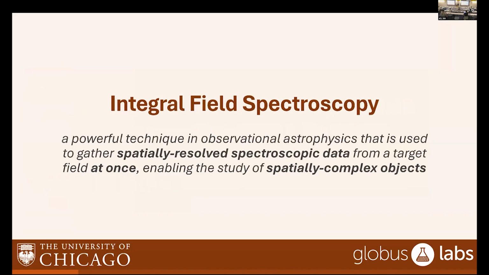So to start, the specific type of data that I'm working with is called integral field spectroscopy, a technique in observational astrophysics that is used to gather spatially resolved spectroscopic data from a target field at once, which means that you're enabling the study of spatially complex objects. Effectively, it's combining both photometry and spectroscopy into one observation.